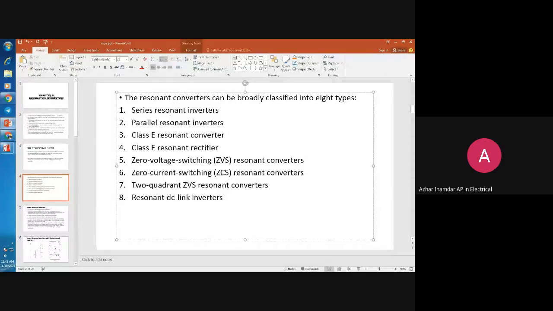As we know, an inverter should convert a DC supply voltage to a near sinusoidal output voltage of a known magnitude and a known frequency.